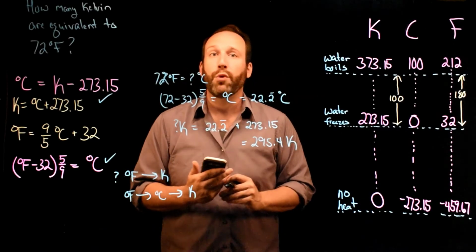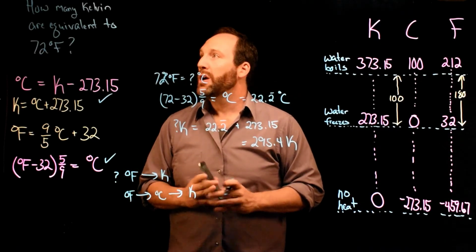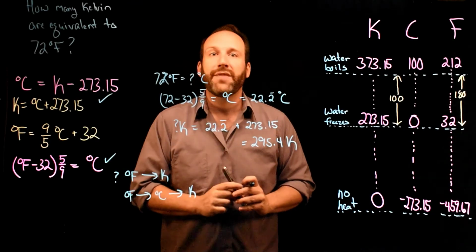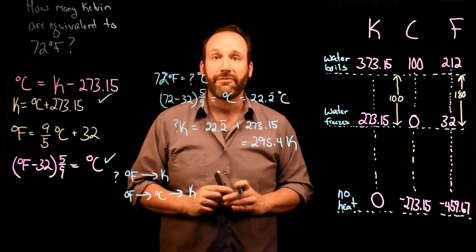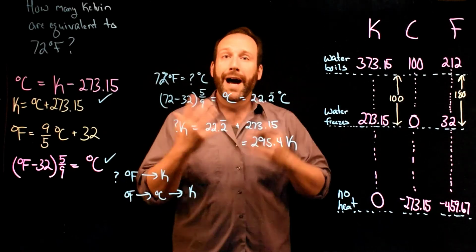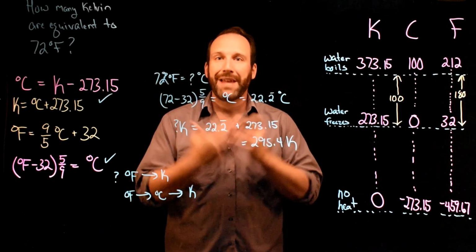Okay, 295.4 Kelvin. So how many Kelvin are there in 72 degrees Fahrenheit? 295.4. All right. Well, I hope this video was helpful, and I'll see you next time.